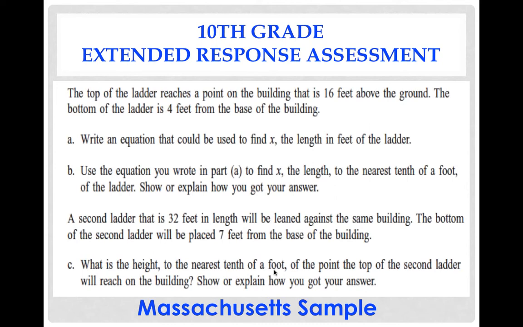A says write an equation that could be used to find x, the length in feet of the ladder. B says use the equation you wrote in part A to find x, the length to the nearest tenth of a foot of the ladder. Show or explain how you got your answer. And then it says a second ladder that is 32 feet in length will be leaned against the same building. The bottom of the second ladder will be placed 7 feet from the base of the building. What is the height, to the nearest tenth of a foot, of the point the top of the second ladder will reach on the building? Show or explain how you got your answer.